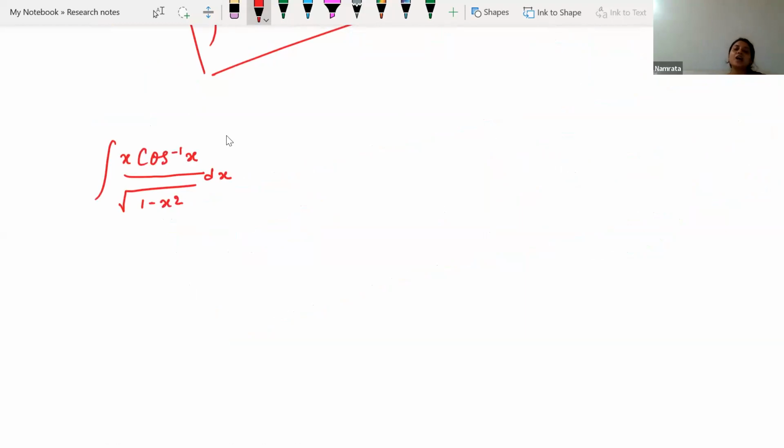How many functions are there? I can see a lot of different functions. x is there, cos inverse x is there, and under root 1 minus x square is there. So different terms I can see. Which one to take as the first function and which one as the second function, that is the confusion. So here we will be doing substitution.